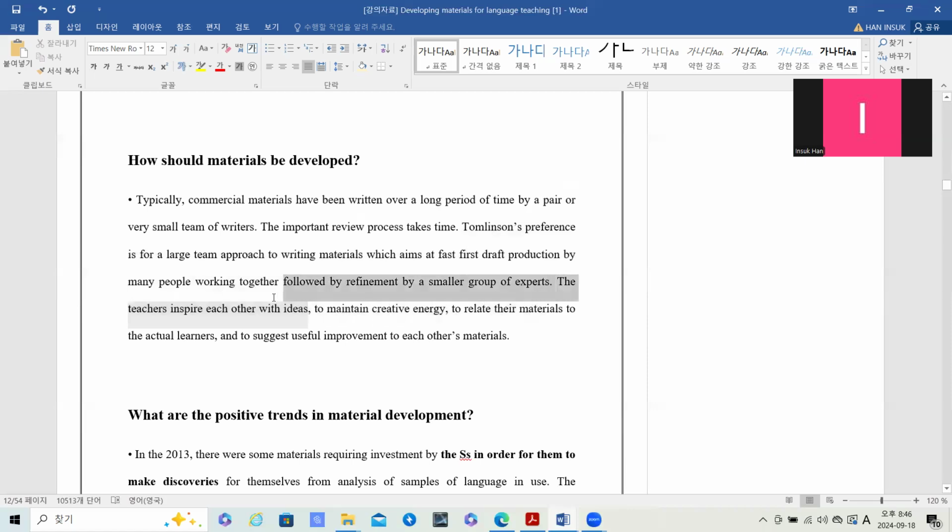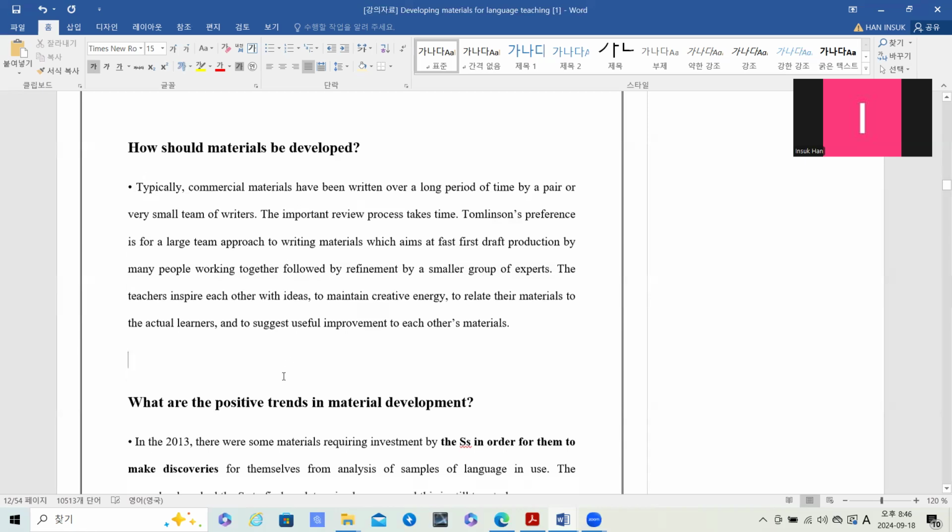So the teachers inspire each other working together with their ideas, and they maintain creative energy and also relate their materials to the actual learners. And they can also suggest improvements to each other's materials. So working together and teachers' cooperation is very important in developing linked learning materials and sometimes developing some assessment or test materials as well.